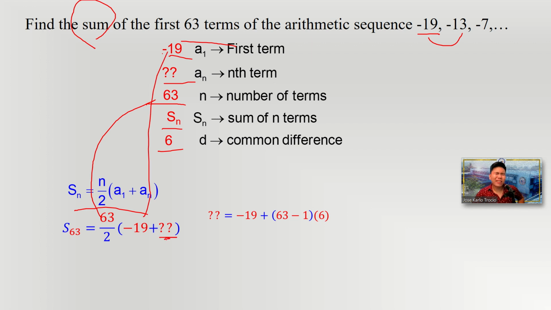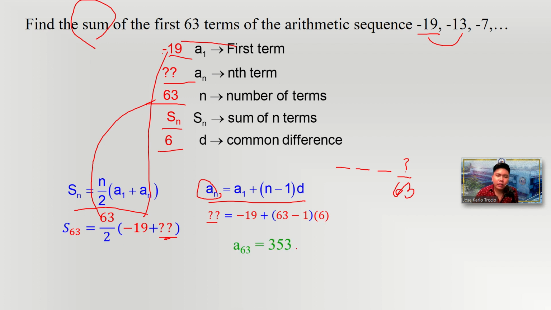A sub n is this. We can use the formula again. We are going to look for A sub n, the 63rd term. So how to do it? We have the first term, negative 19. We have the number of terms, 63. We have the common difference, 6. So we can solve for it, and that is 353.